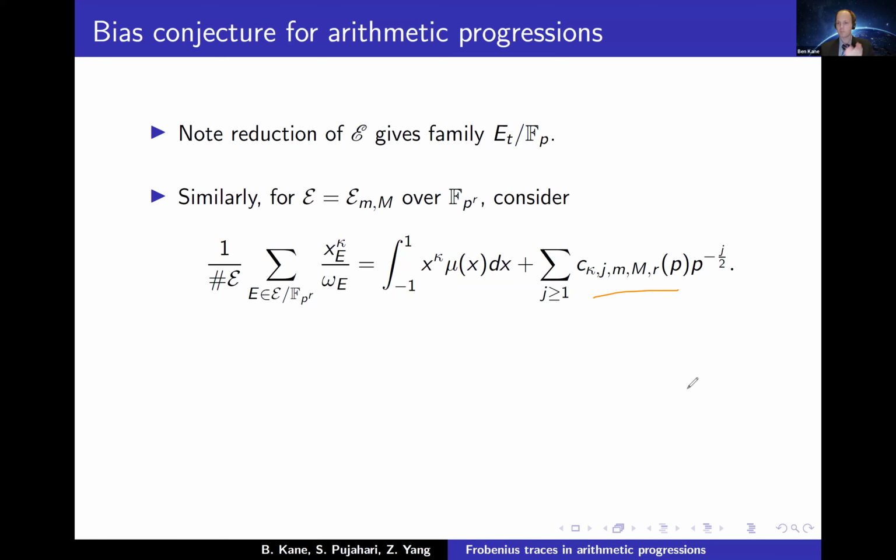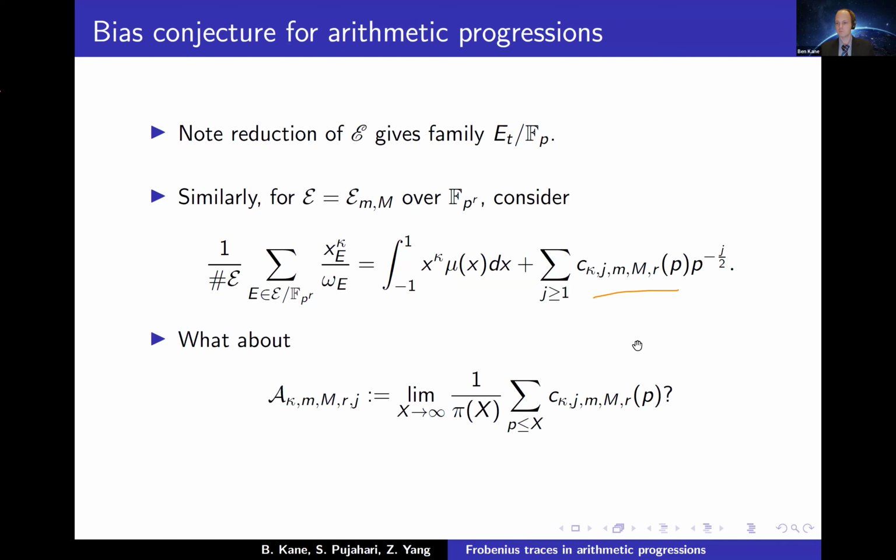So we can ask the same question: is the bias, the first term where the limit is non-zero, positive or is it negative? So we can ask the same exact question that they asked, but we're asking over the finite field with this arithmetic progression instead of their setting.